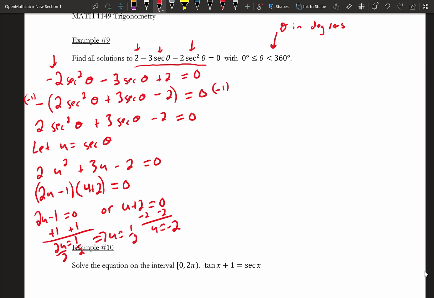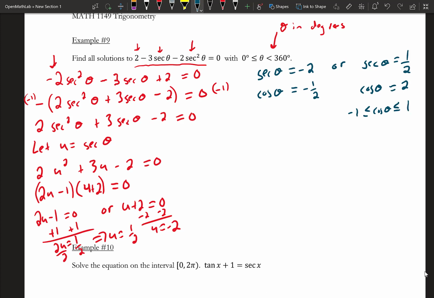So what that leaves me with, plugging secant theta back in for u, is secant theta equals negative 2, or secant theta equals 1/2. Secant theta equals negative 2 is the same thing as cosine of theta equals negative 1/2, its reciprocal. The other one would give me cosine of theta equals 2, but cosine of theta is always going to be between negative 1 and 1, so this one gets thrown out. So cosine of theta equals negative 1/2.